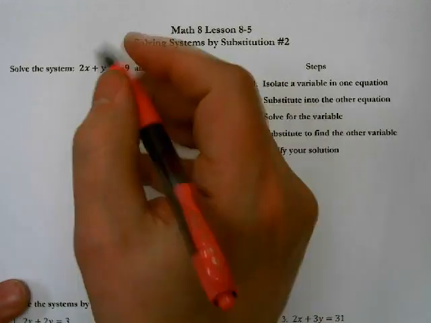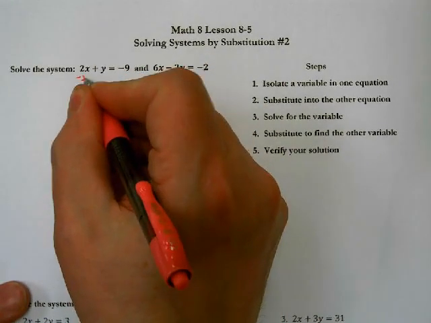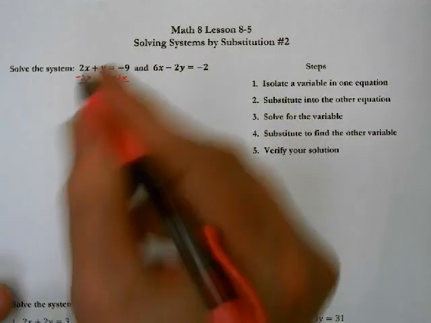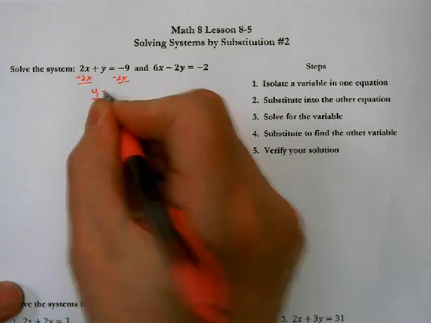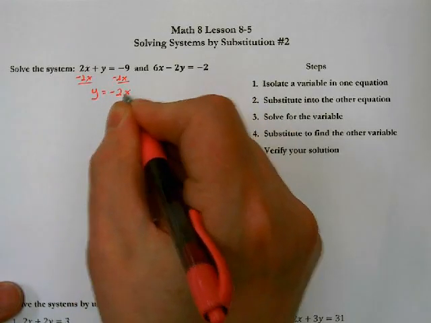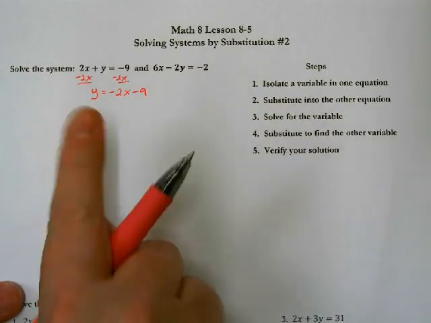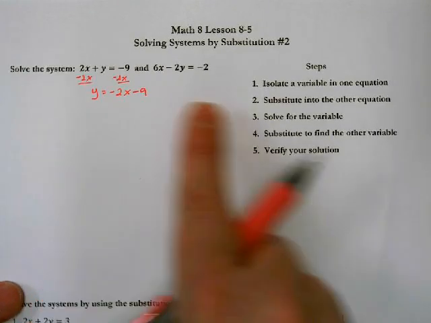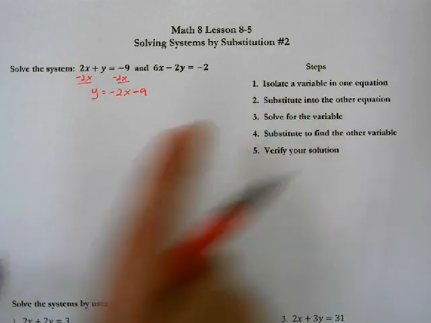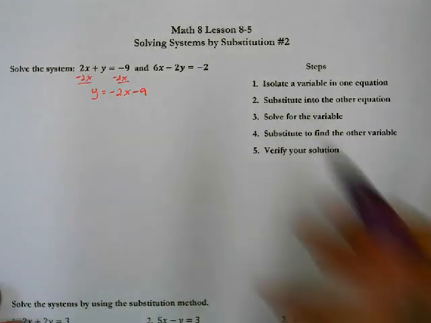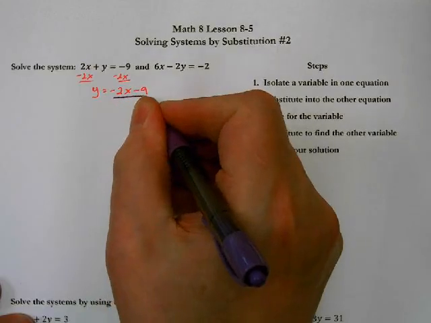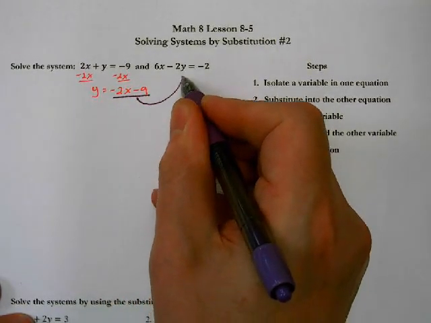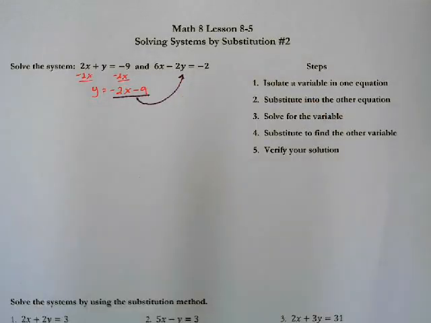I'm going to isolate that one variable. So I subtract 2x from both sides, subtract 2x from both sides. I end up with y is equal to negative 2x minus 9. Okay, I have now isolated y. I'm ready for step 2. Step 2, substitute into the other equation. So I'm going to take this y value and substitute it into the other equation. The other equation is right here.